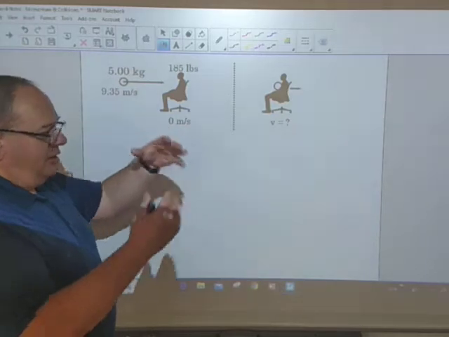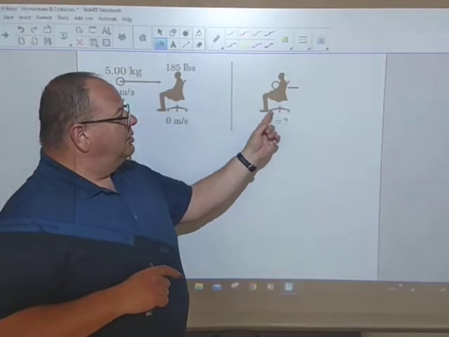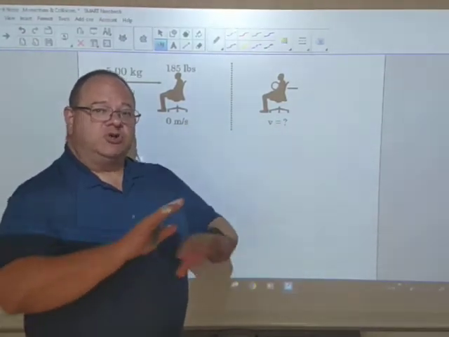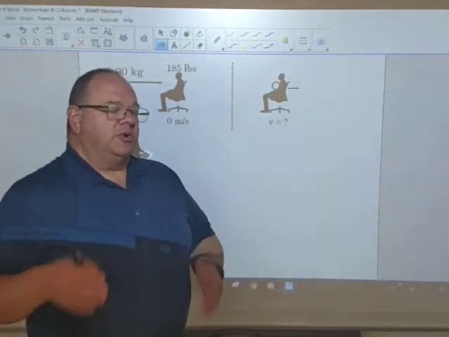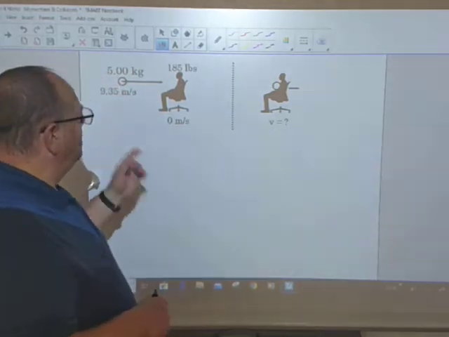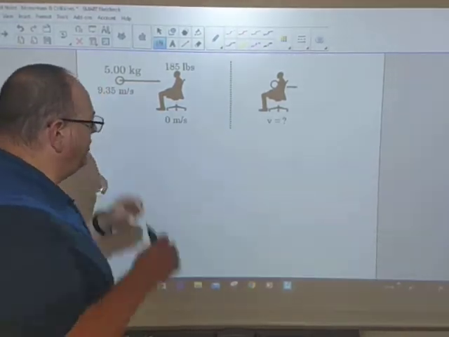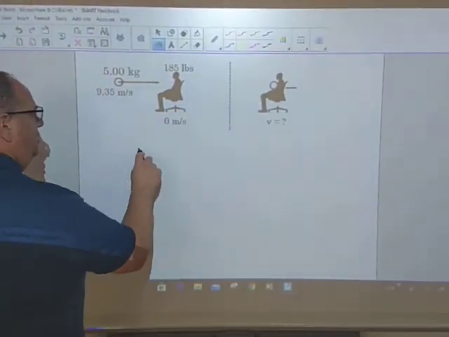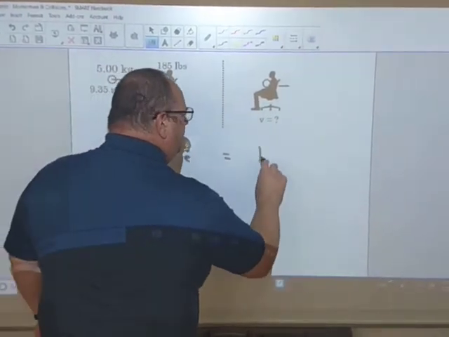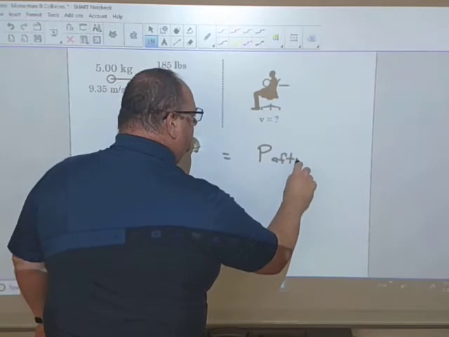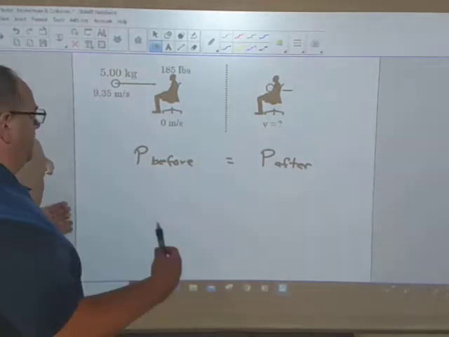Now you can think, the ball is going to slow down when he catches it. But if he's in a good rolly chair, he should take off going backwards. So right now we're going to ignore friction between the chair and the floor, and we're going to ignore friction in the wheels. We're going to say, if this were a frictionless situation, how fast is this guy with the ball going to be moving? And the way I look at it is the momentum before has to equal the momentum after. Momentum before equals momentum after. Okay, momentum before.